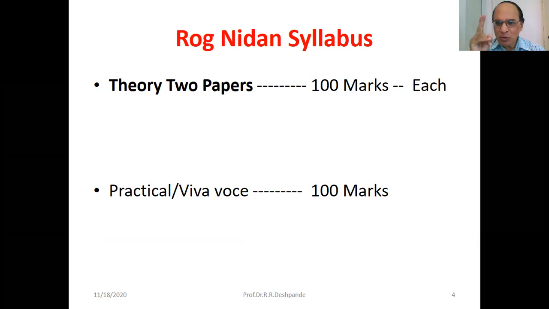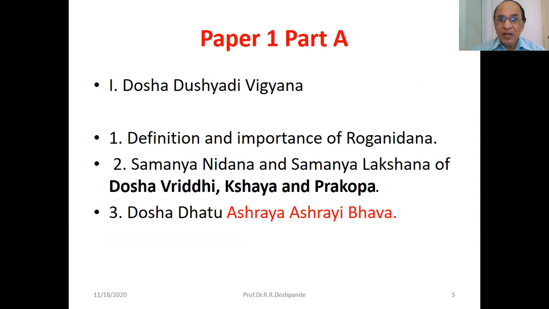Roganidan syllabus: two theory papers of 100 marks each, practical also 100 marks. Paper 1 Part A, Dosha Dushti Vignyan. Vignyan is knowledge. Dosha: Vata, Pitta, Kapha. Which are the Dushya? The body elements which get afflicted and become problematic after the attack of dosha. Dosha are attacking dhatu and mala, so dhatu and mala are dushya. So how is the disease created? Dosha, dushya, samurchana, janito vyadhi.